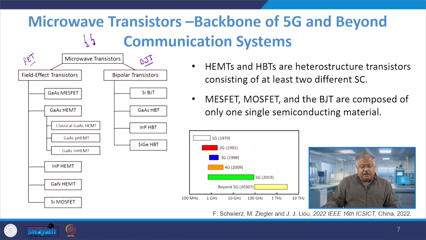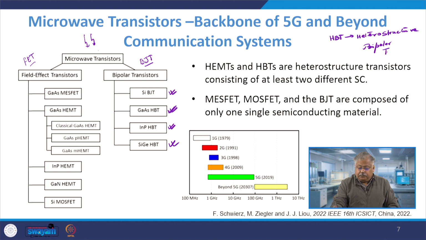Now, bipolar is subsequently divided into silicon bipolar, silicon BJT, which we already know. We also know gallium arsenide HBT, heterostructure bipolar transistor, indium phosphide HBT, and silicon germanium HBT. HBT is heterostructure bipolar transistor. And the same concept applies for the field effect transistor also.